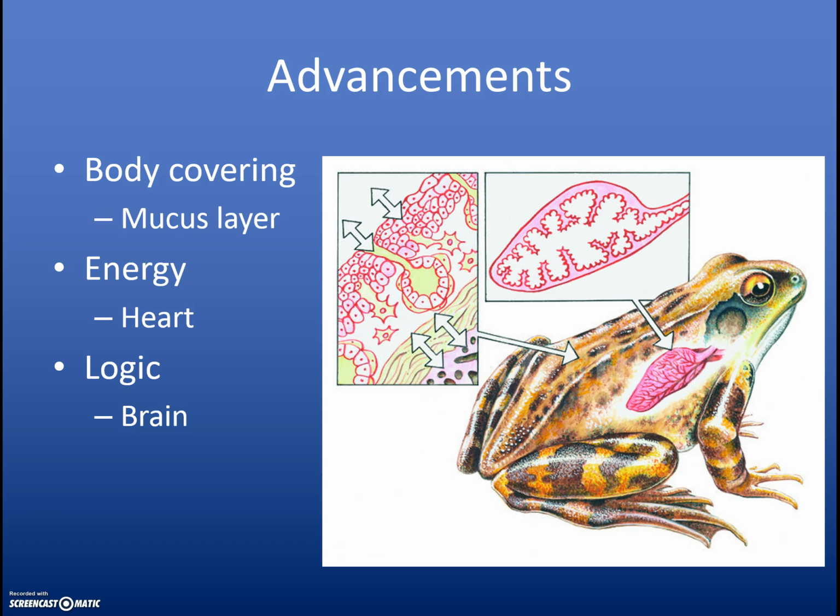Now, there are several advancements that the amphibians have made to make them suitable to live on land. One is actually the mucus layer that I mentioned with the body covering that helps it breathe and with gas exchange in the environment. Also, there's energy that is actually generated by the heart, and we find that the amphibians have a 3-chambered heart that we will actually talk about in class. And then we actually see some logic going on with the brain.